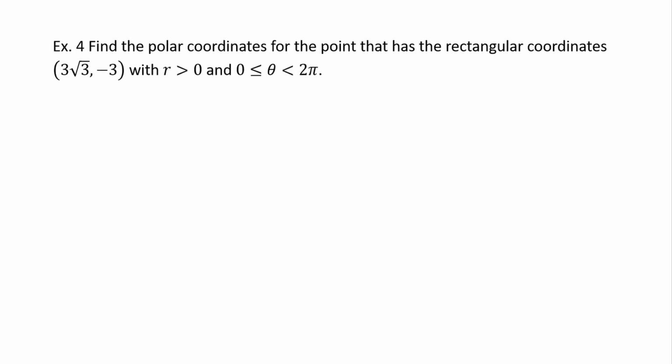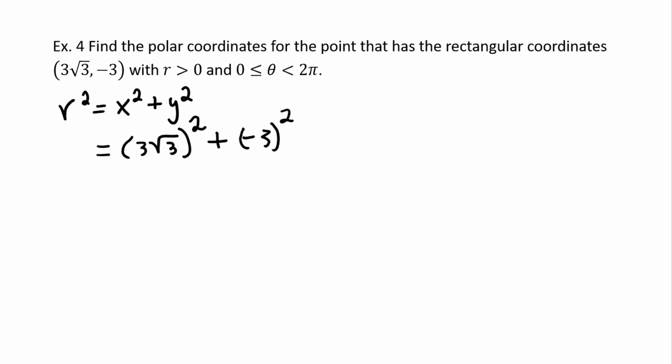Find the polar coordinates for the point that has rectangular coordinates 3 times the square root of 3, comma, -3, with r positive and theta between 0 and 2 pi, where 0 can be included. Now, to get polar coordinates, we use the formula r squared equals x squared plus y squared. The x is given as 3 times the square root of 3. We square that, plus the y is -3 squared.